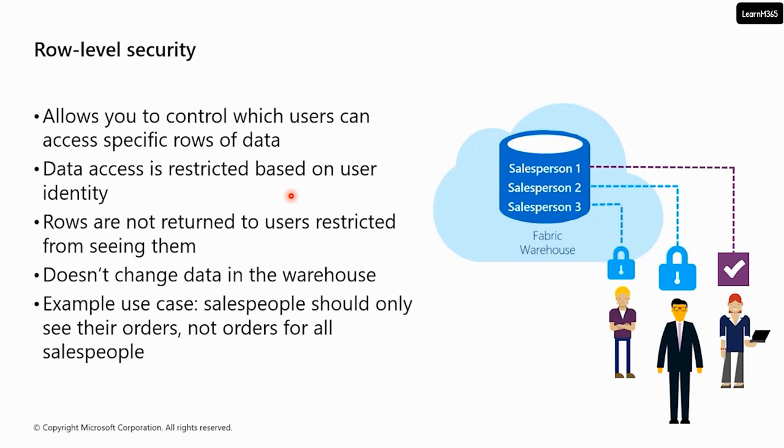Row level security works by associating a function, which is known as a security predicate, with a table. This function is defined to return true or false based on certain conditions.